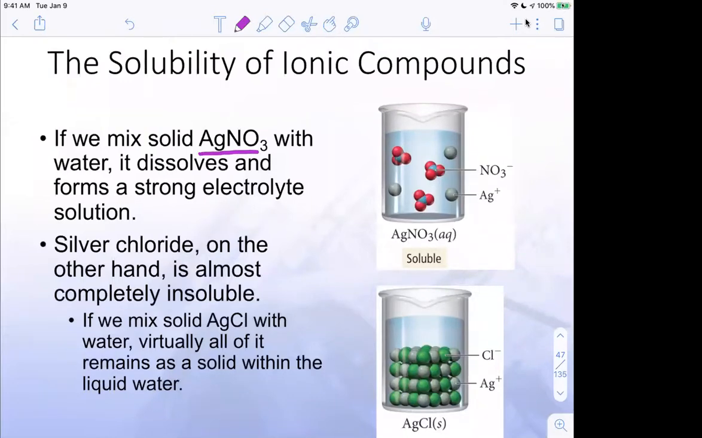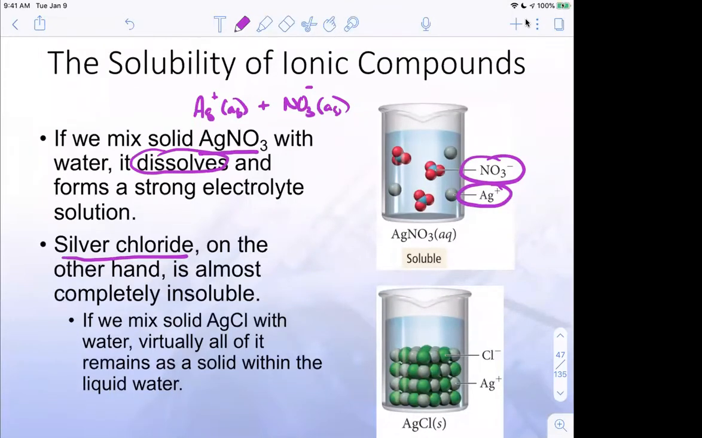Solid silver nitrate, when placed in water, will dissolve. It's going to dissociate to form silver+ ions in aqueous solution and nitrate ions in aqueous solution. This is what I see here. Both of those ions are going to be soluble and in the water and surrounded by those water molecules. If I look at silver chloride, which is AgCl, this remains intact.